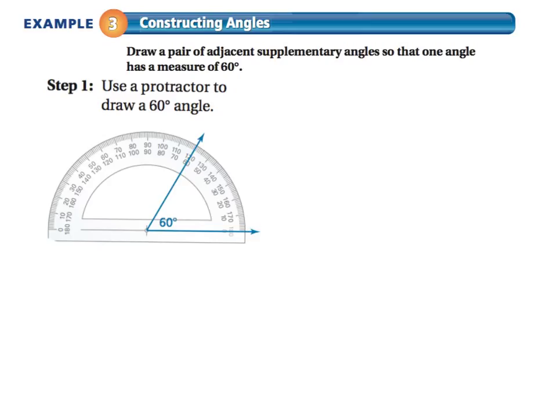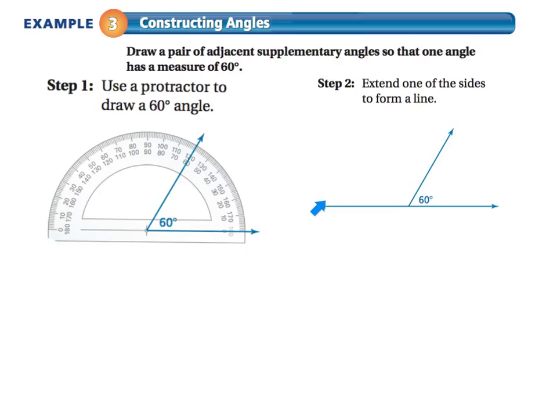Now, there's one angle. We now have to draw an angle that's adjacent and would make supplementary angles with that 60 degrees. So adjacent and supplementary means it makes a straight line. So step 2, we just extend it to make a line using our ruler or our straight edge. And right here we have two angles that are supplementary. They form a straight line and share a common side and vertex. Therefore, they are also adjacent.